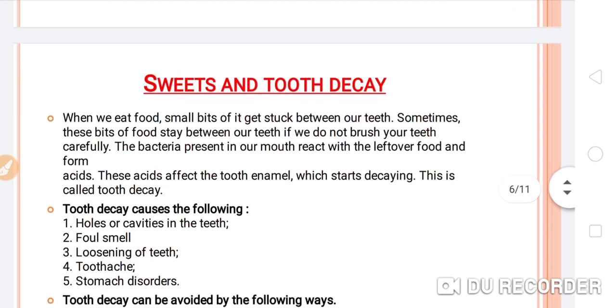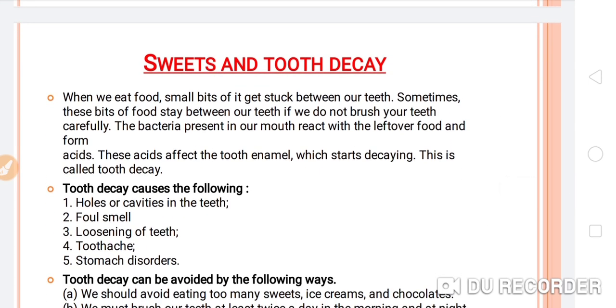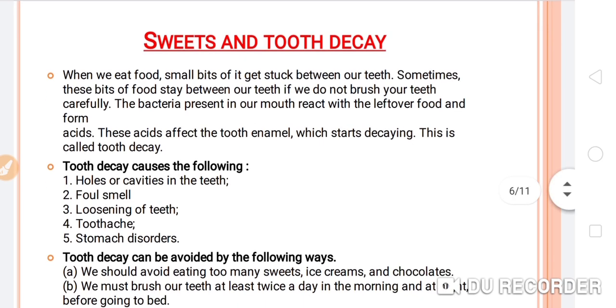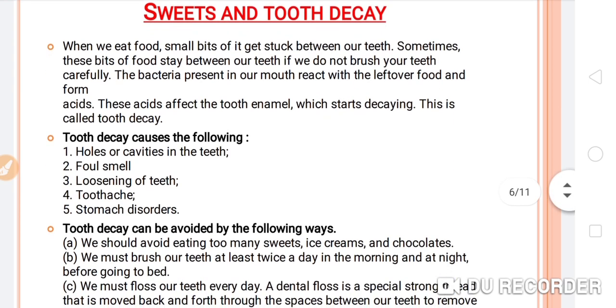Now next, these are the very important facts which are given in your NCERT book. So let's start one by one. Number first, sweets and tooth decay. When we eat food, small bites of it get stuck between our teeth. Sometimes these bites of food stay between our teeth.